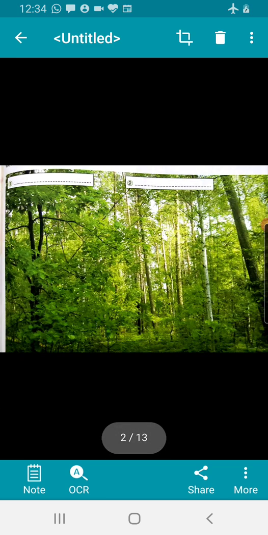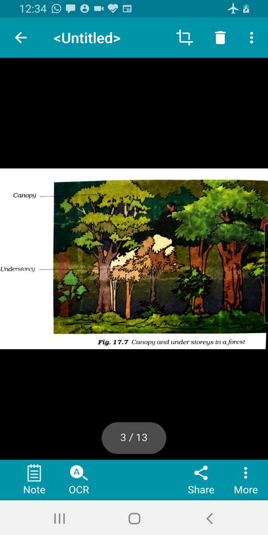So, what is meant by a forest? A dense growth of trees, other types of plants, and underbrush covering a large area is called a forest. According to the height of plants and trees, the forest can be divided into three layers: canopy, crown, and understories.